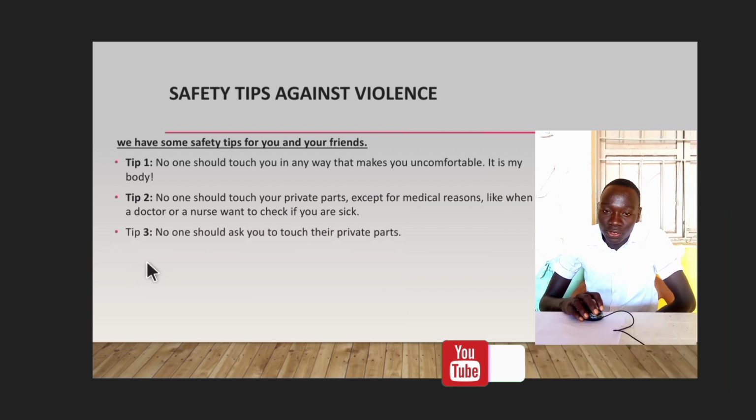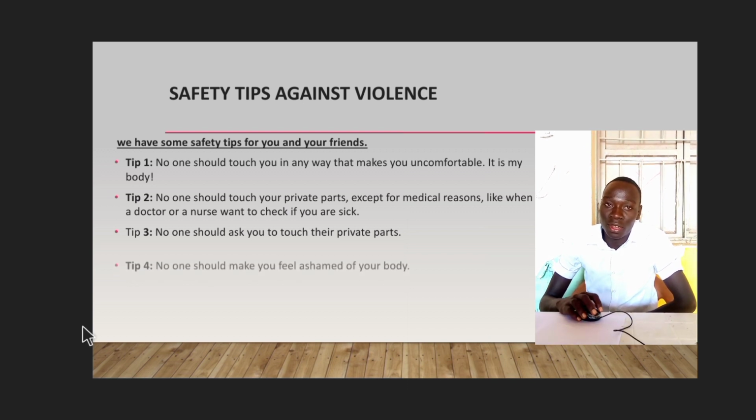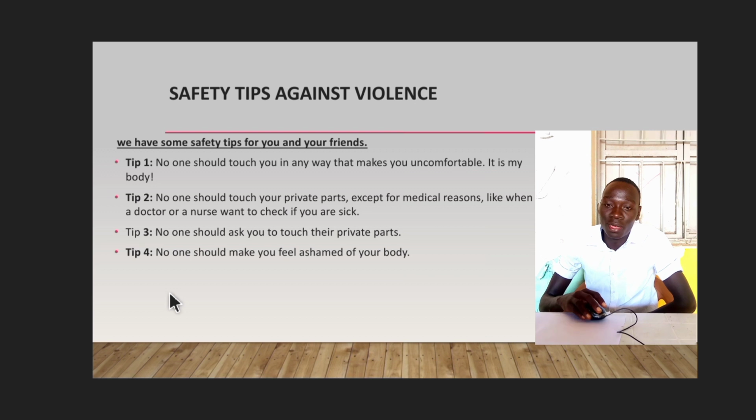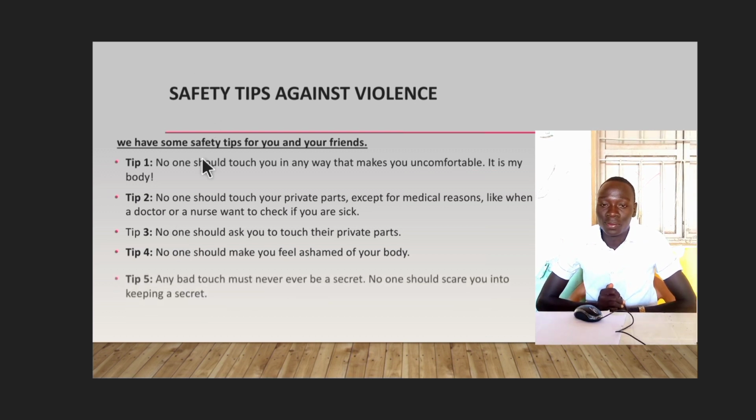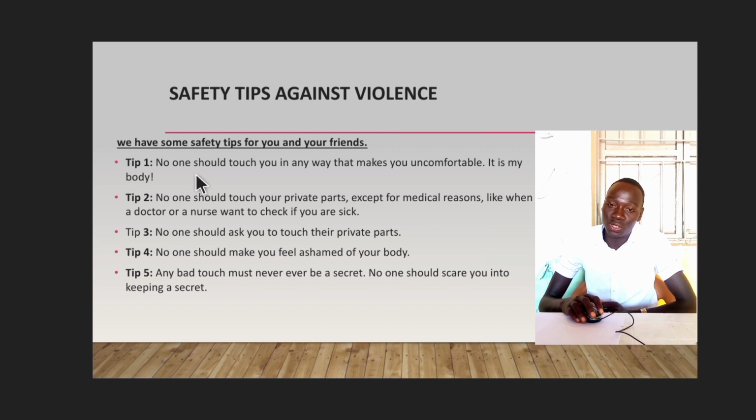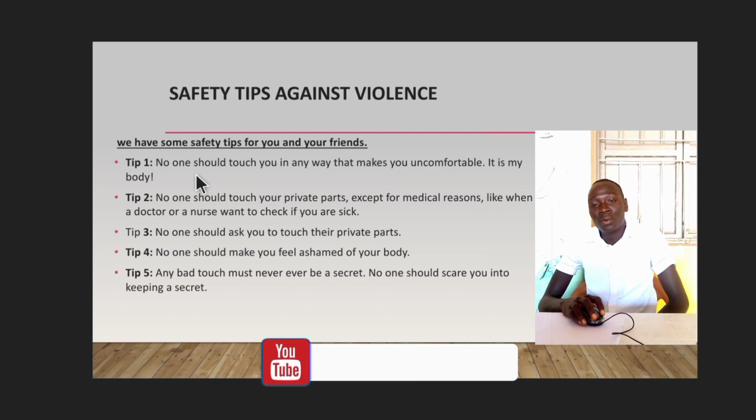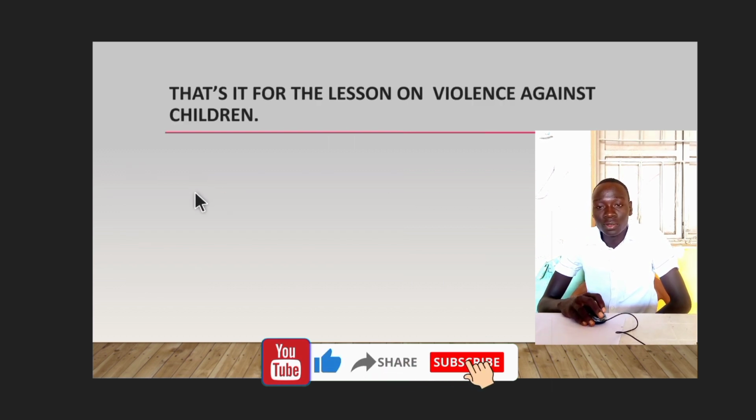The third one we have is, no one should ask you to touch their private parts. No one should make you feel ashamed of your body. Any body touch must never ever be a secret. No one should scare you into keeping a secret.